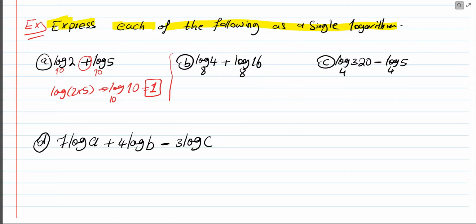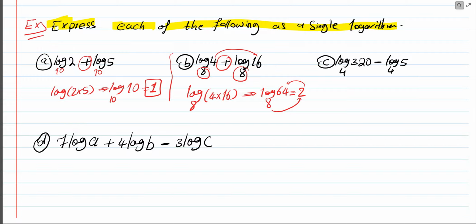log base 8 of 4, plus log base 8 of 16. Since the bases are the same and we have addition, we can multiply these two numbers and say log base 8 of 4 times 16, which is going to be 64. So for the final answer, 8 power how much equals 64? So 8 power 2, right? So log base 8 of 64 equals 2.